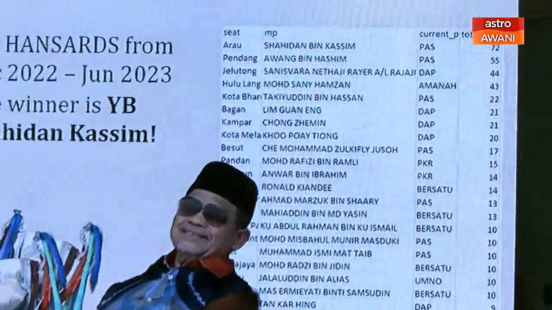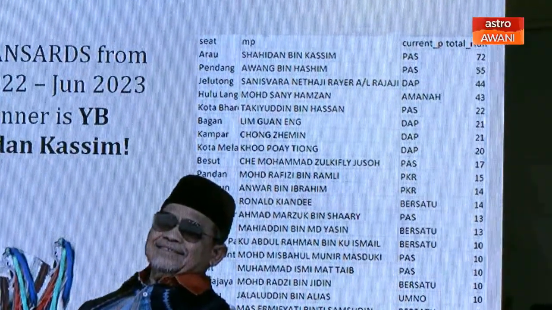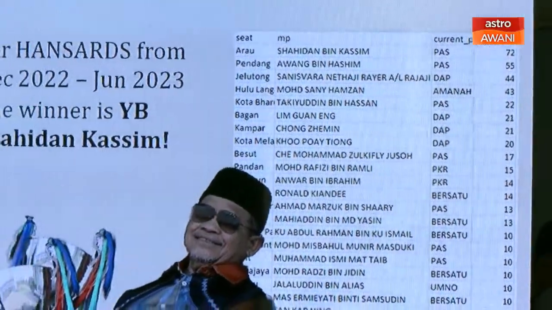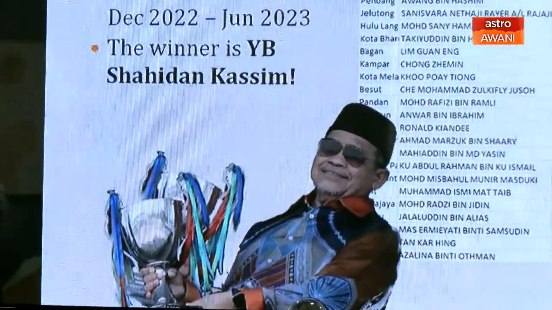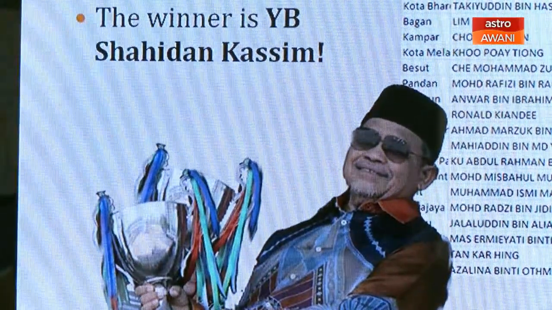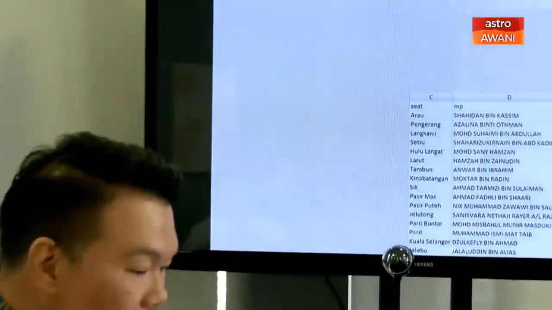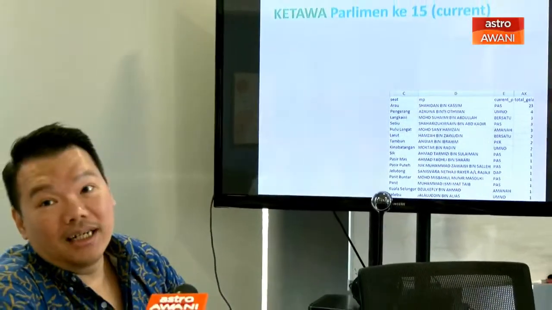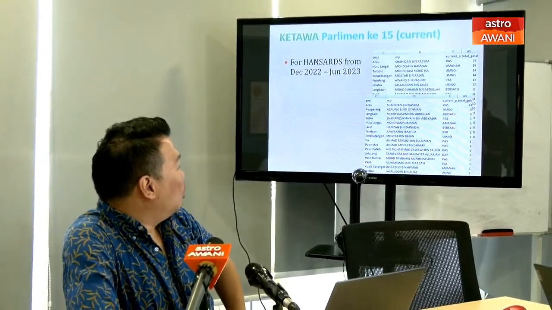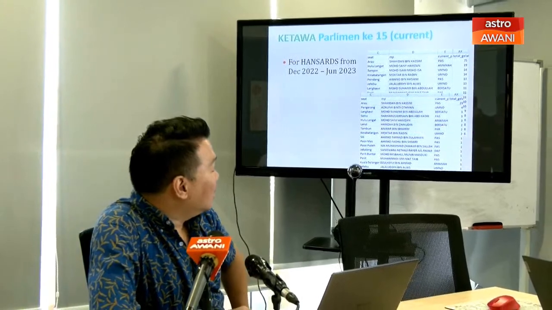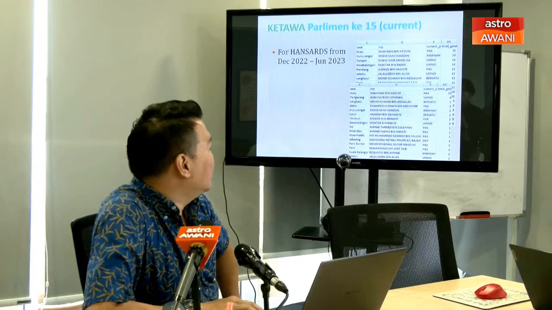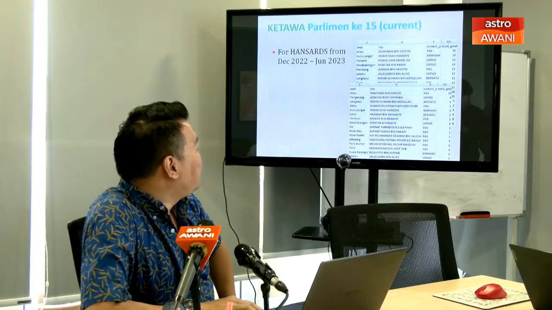So this is total Parliament Rios, I think in the last maybe about 30-something HANSARDs. The final numbers, we can send it to you guys. Just let us know and we'll send you the actual sheets, okay? Ketawa, also Shahidan Kasim. So for both Dewan Ketawa and normal Ketawa, Shahidan Kasim wins.